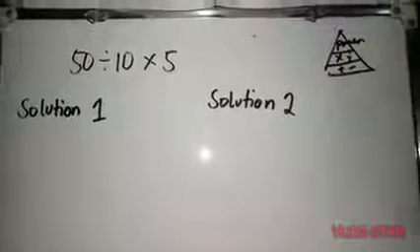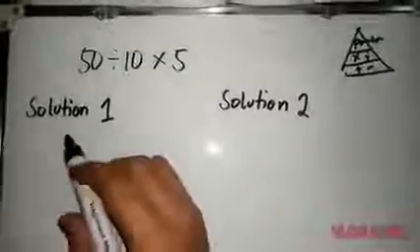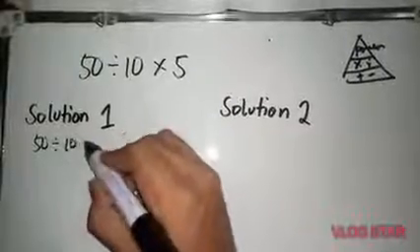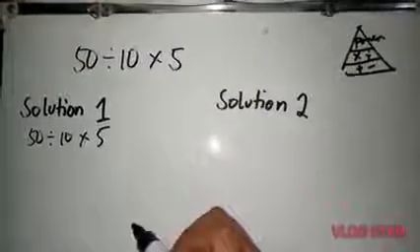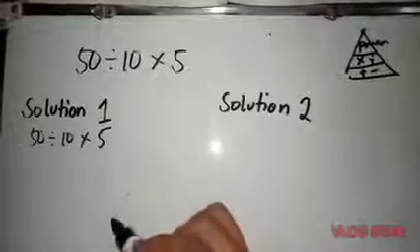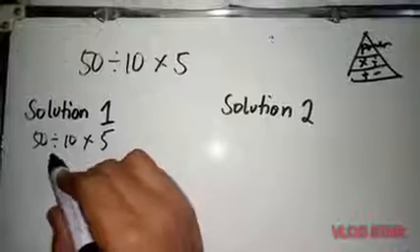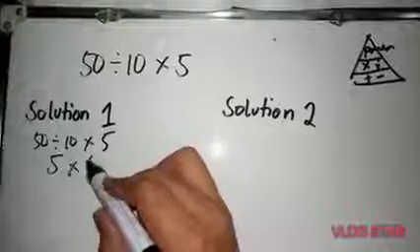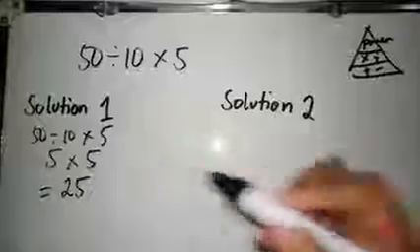So next is multiplication and division. The first solution is 50 divided by 10 times 5. You can see that division comes first before multiplication. So we will divide first. 50 divided by 10, the answer is 5. Then times 5. 5 times 5, the answer is 25.